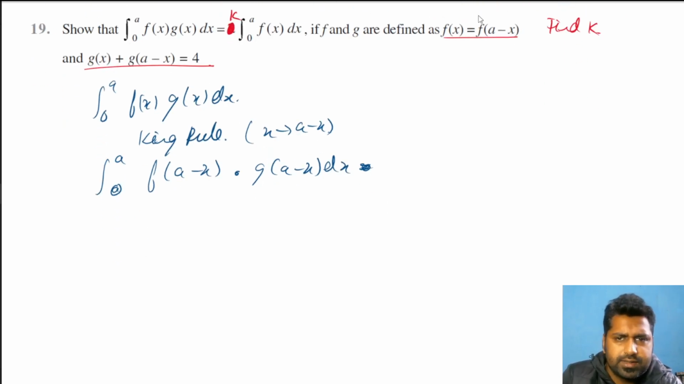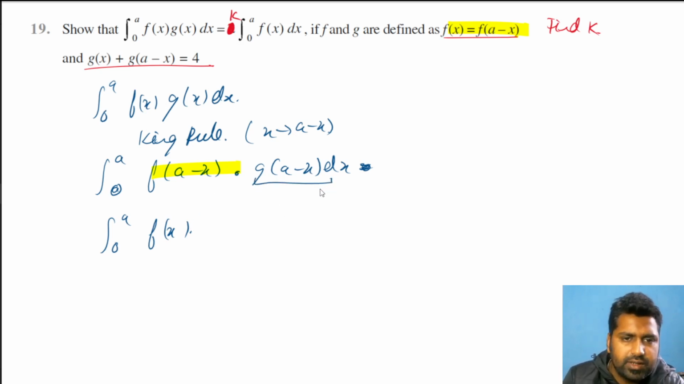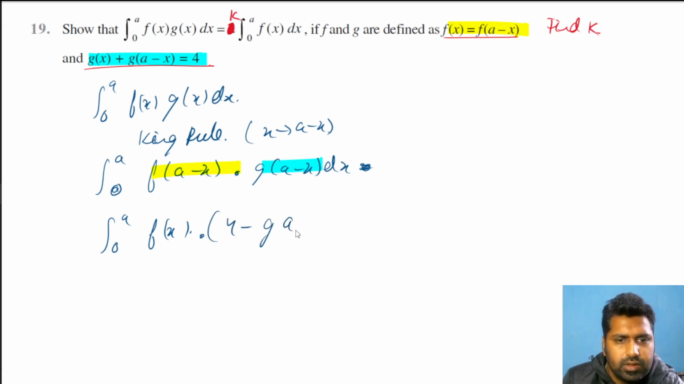Now as per the question, it is given that f(a minus x) is the same as f(x), so I can replace this with the help of this. So this becomes integral 0 to a of f(x). And what about this g(a minus x)? Of course this has to be dealt with from the given expression, which is 4 minus g(x). This is our I going on, this is also I.